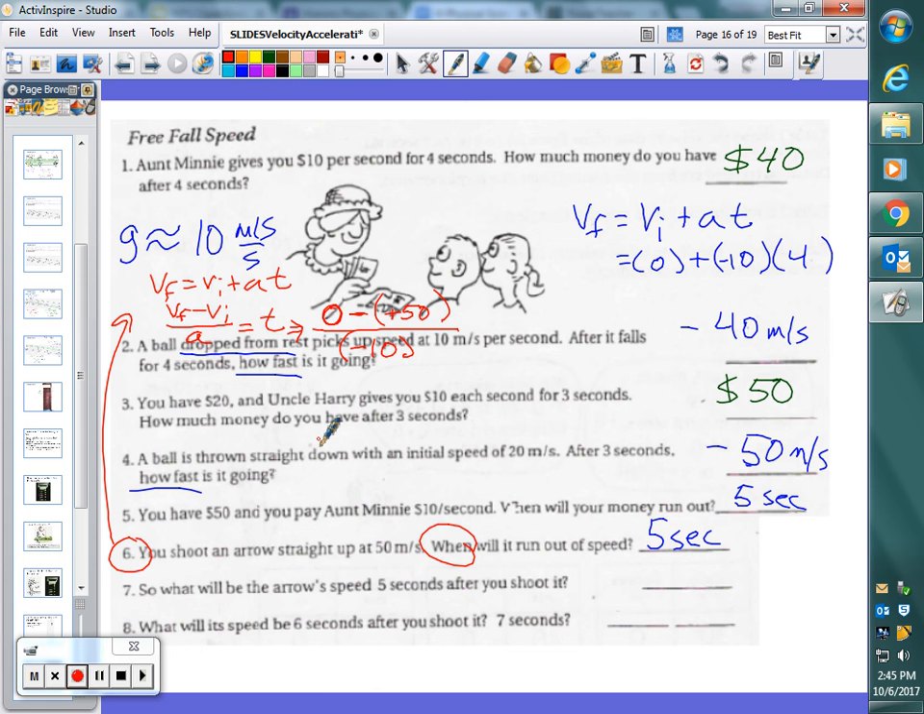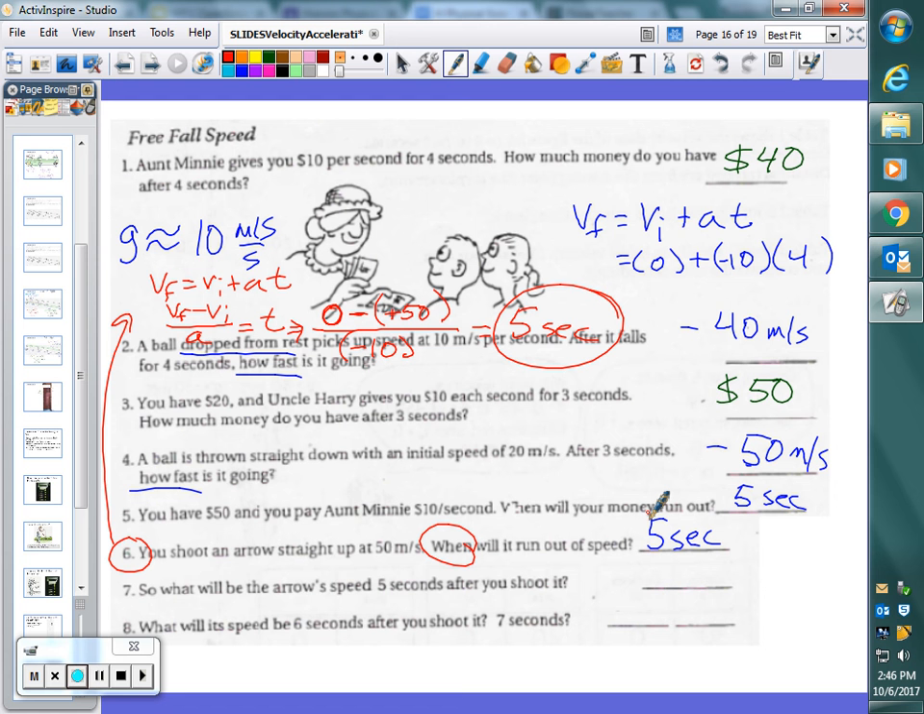Because it's pulling downward. And so solving that, 0 minus 50 is what? Negative 50 divided by negative 10 is 5. Does that one have to come out positive? Yes, because we're solving for what? Time, right? Time's got to be positive. Okay. All right. So we already answered question number 7, right?